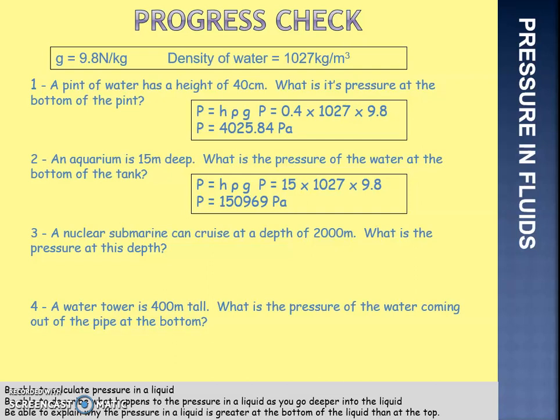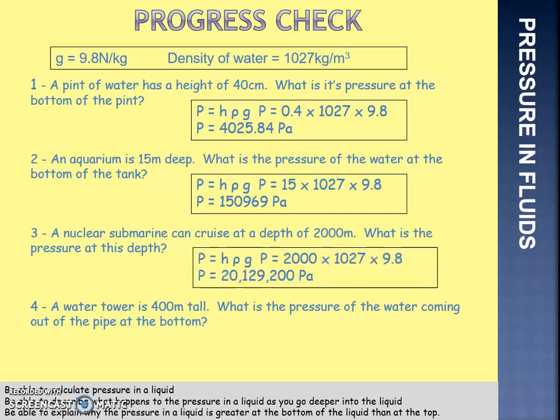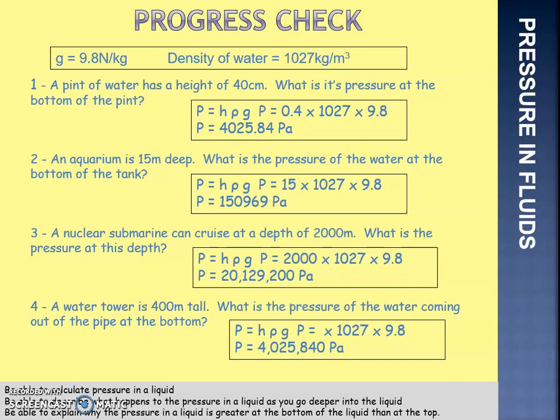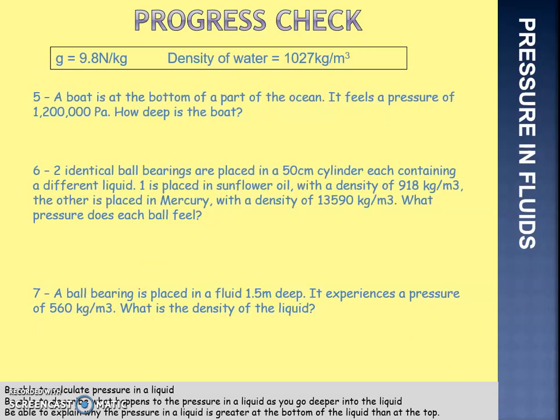150,969 pascals. Question 3. A nuclear submarine can cruise at a depth of 2,000 metres. What's the pressure at that depth? Again, the equation is the same, we're just changing the depth. That's 2,000, so that would be 2,000 times 1,027 times 9.8, which gives us a pressure of 20,129,200 pascals. And finally, a water tower is 400 metres tall. What's the pressure of the water coming out of the pipe at the bottom? Again, we change the height to 400, so that would be 400 times 1,027 times 9.8, giving us 4,025,840 pascals.